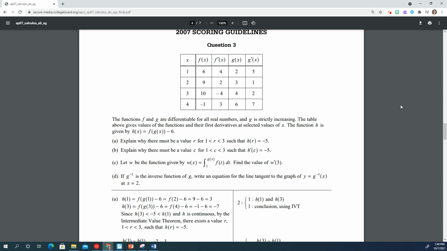Okay, so you can see here, you would get a point for finding h of 1 and h of 3, and then a point for your conclusion using and referencing the intermediate value theorem. And obviously your conclusion has to make sense. Here's the part about how h is continuous. And since negative 5 is in between those, therefore the intermediate value theorem guarantees that.